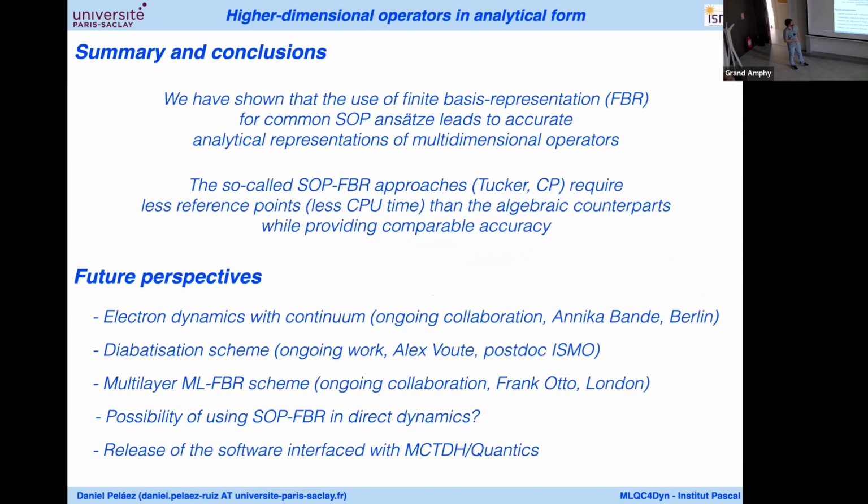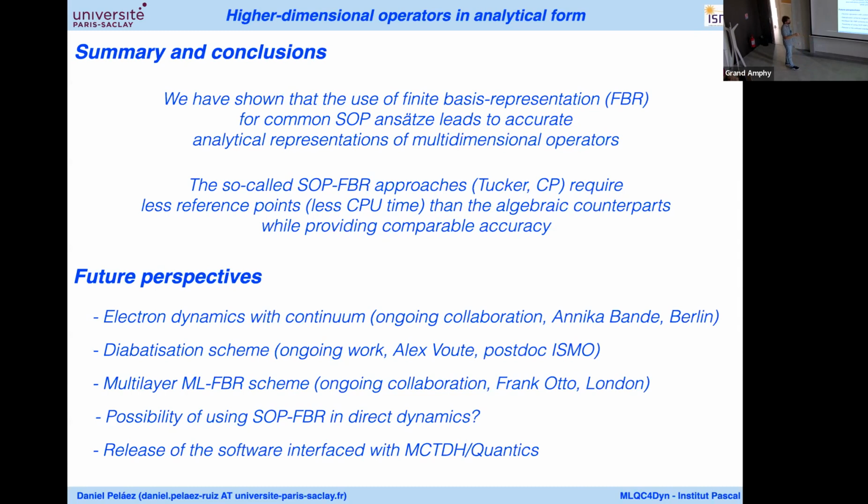So, summary and conclusions. I hope I showed you, and you understood, that we've got what we call finite basis representation, which is a way of turning a tensor decomposition expression into analytical form. We applied it so far to Tucker and Candecomp. And what are we doing now? We are doing a few things. This is going to be applied to electron dynamics. Why? Because electron dynamics requires a huge potential, as I showed you before.